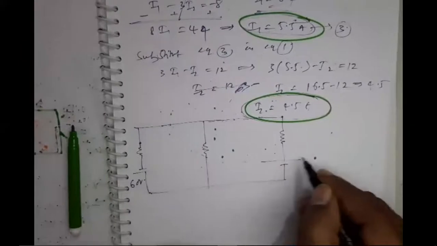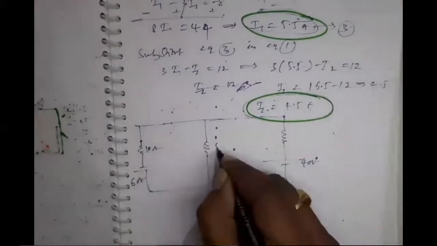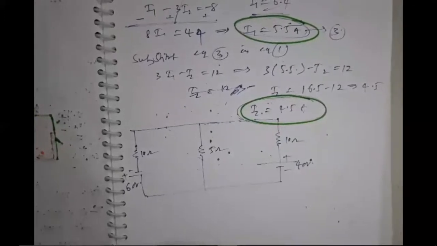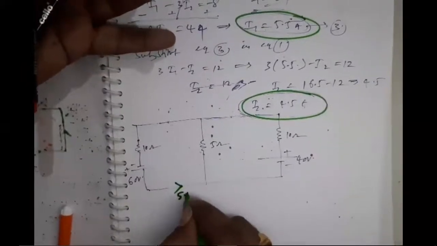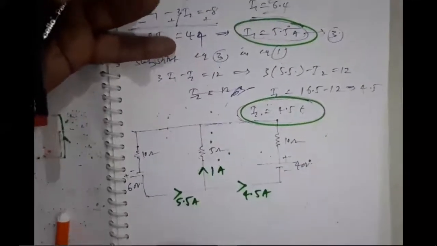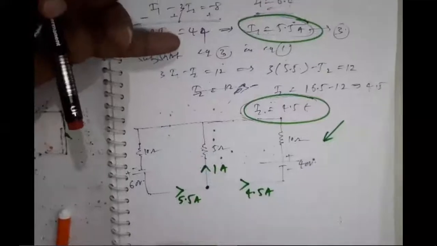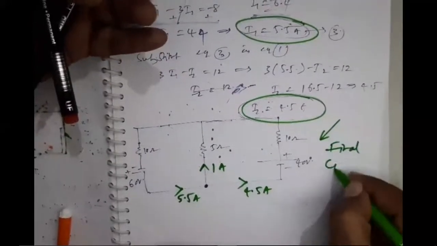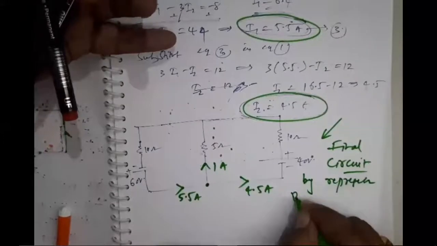This is 60 volts, this is 40 volts, and these are 10 ohms, 5 ohms, 10 ohms. So this is minus, plus, plus, minus. Now let me indicate the currents clearly. This is a current of 5.5 amperes, this is 4.5 amperes, this is 1 ampere. So you should indicate clearly the directions of currents, and only then is this called the final circuit by representing branch currents.